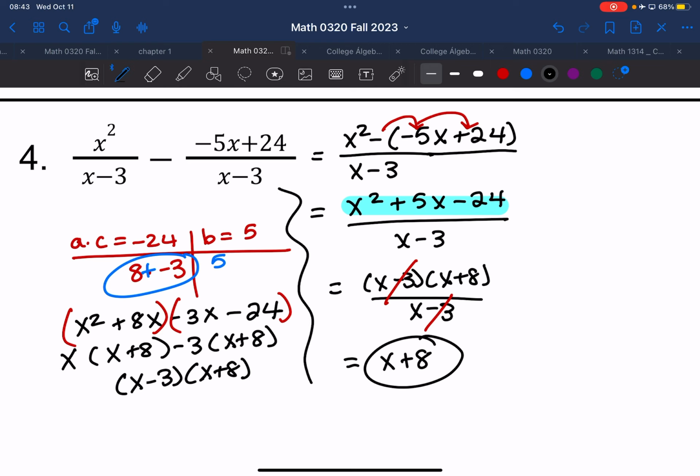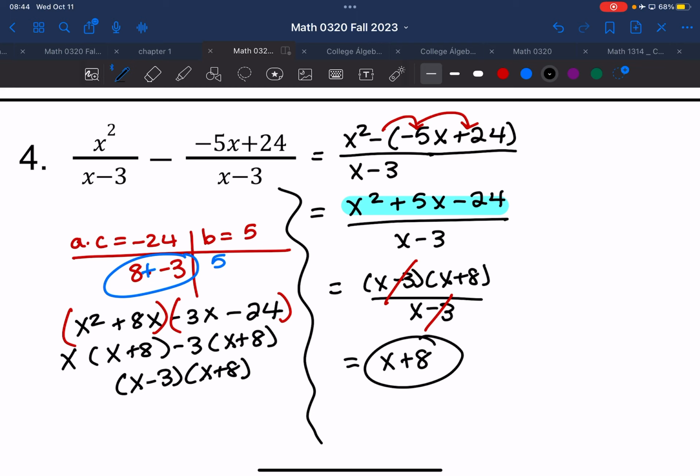Okay, so we combined our numerators. We noticed that when we did that, we got a quadratic equation that could be factored. We go over to the side and factor it using the AC method and then factor by grouping. And then we put it back into the equation, see if anything can cancel. And then in this case it did, and we were left with x plus 8. So not every time will you end up with an answer that is a fraction, because sometimes the things will cancel out.